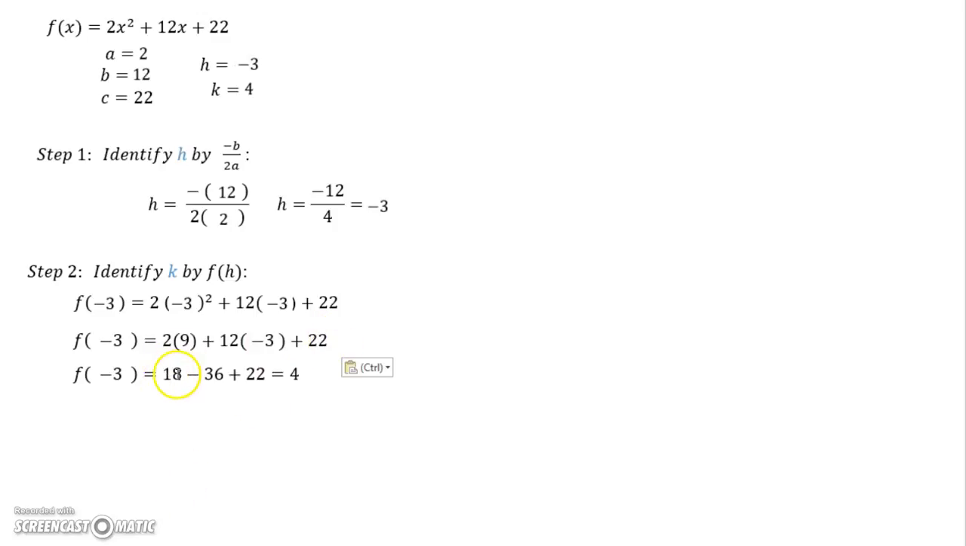2 times 9 is 18. 12 times -3 is -36, so I have 18 minus 36, and I still have that 22. So I'm left with 18 minus 36 plus 22 equals 4. So now I know that k equals 4, so I've put it up here as k equals 4.